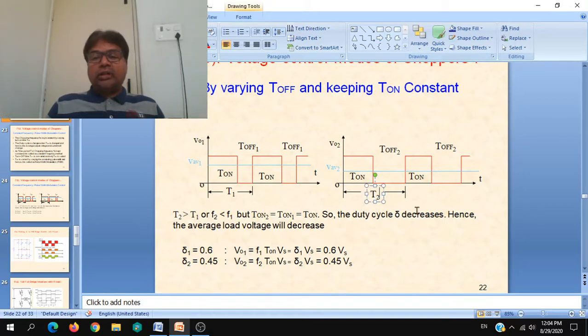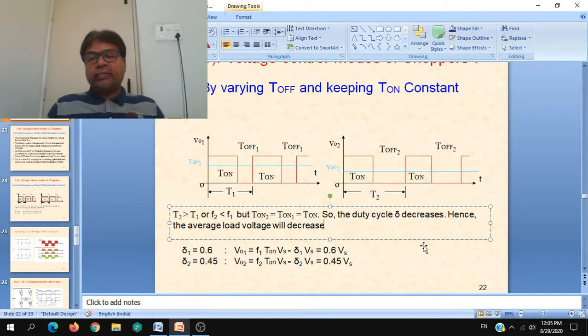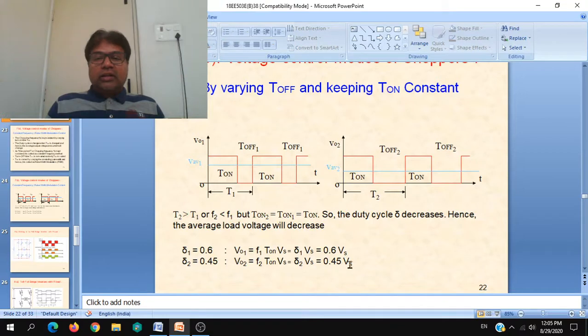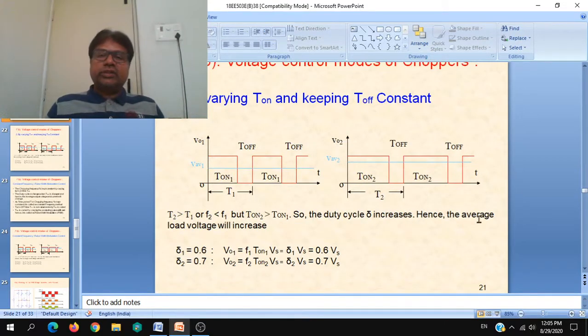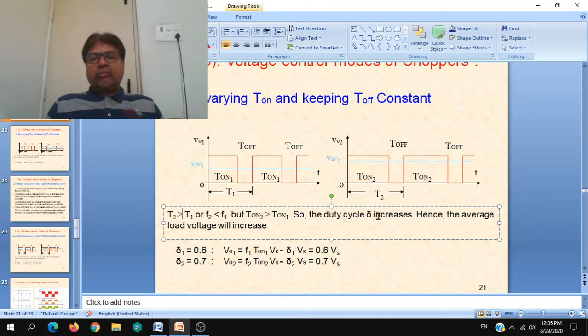But eventually what is happening? T on by T, that is delta duty cycle, is decreasing. So in this case what is happening? Again the average voltage in the second case is less when compared to the first case. See, the second case has more time period, but in the earlier case delta is more, duty cycle is more, so more average voltage was there.